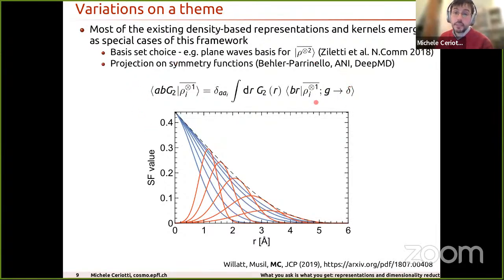Similarly, the same descriptors that are used for SOAP, the same objects that enter SOAP, if projected on a specific set of basis functions, give rise to Behler-Parrinello symmetry functions. So basically, there is no fundamental difference between SOAP and Behler-Parrinello symmetry functions. It's a different way of computing the same object. The different way of computing might lead to very substantial differences in terms of computational scaling, but it's the same object that you're computing.